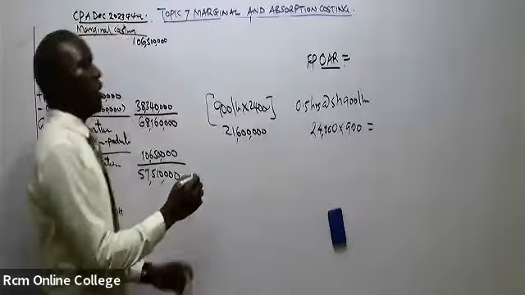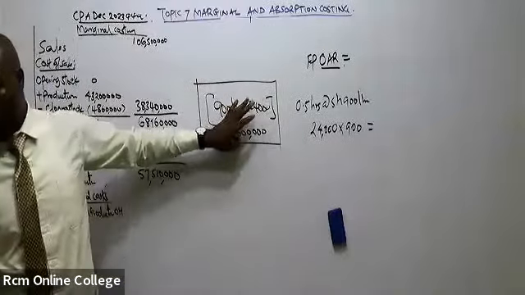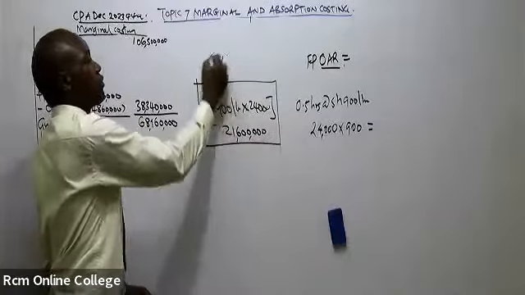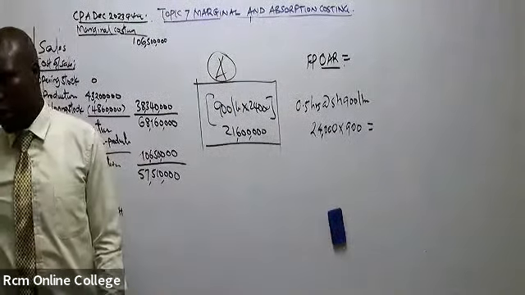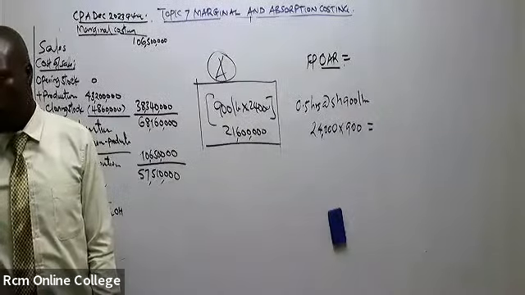21,600,000. Have you been able to understand how we are getting this part? Are we okay with this first part? So this is part A, or option A. Are we okay with A?